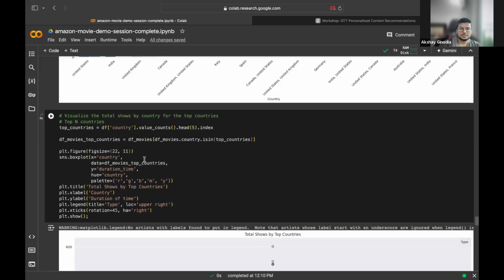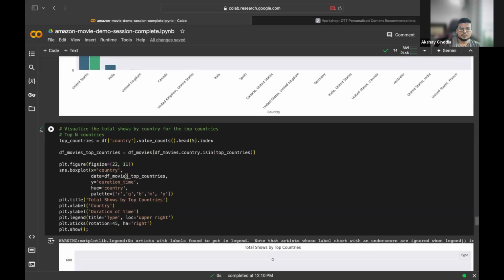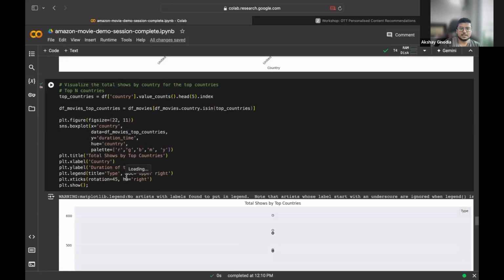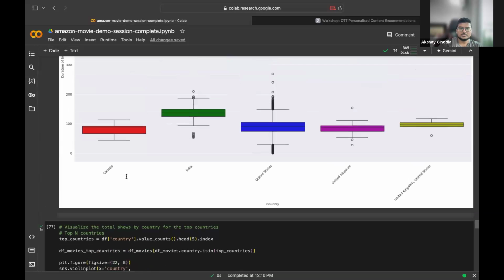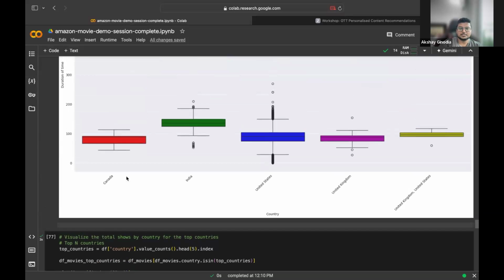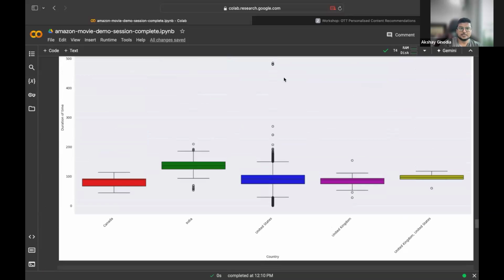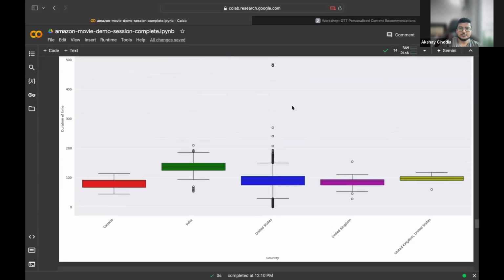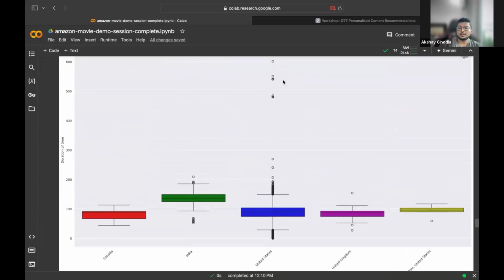For movies, we are looking at the top countries, or the count of the countries with the movies. It does look like the United States has huge outliers. We are looking at the duration of the movie. So the United States has movies with very high duration. The white noise or sleep movies that we are talking about are mainly present in the United States. The other countries do not have movies that long.